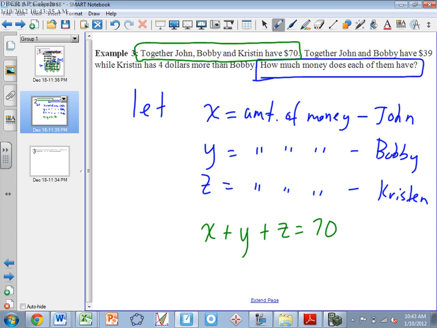Now, together they have 70. What does together mean? It means sum. The sum of. Add them up. All together they have 70. Now, how many more equations do I need still? Two. Good, I need two more. Because I have one and I still need two more to have three together. Can somebody give me the second equation? Marcus, I saw your hand shoot up. Second equation.